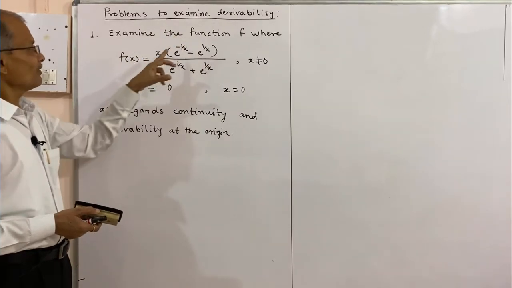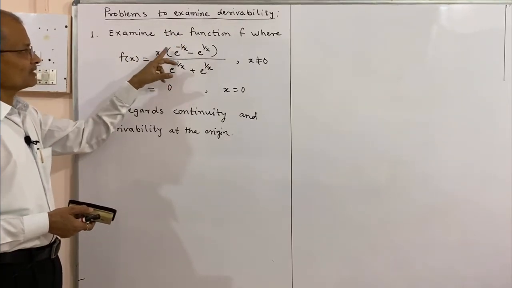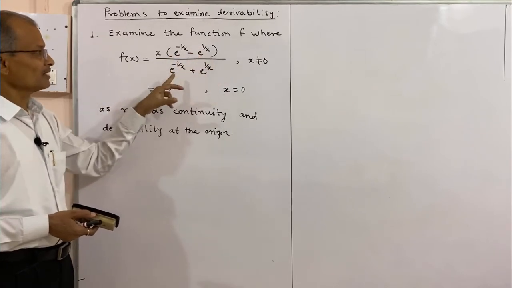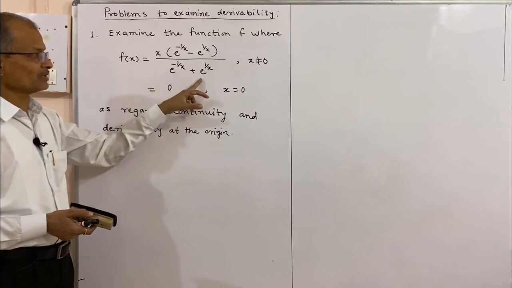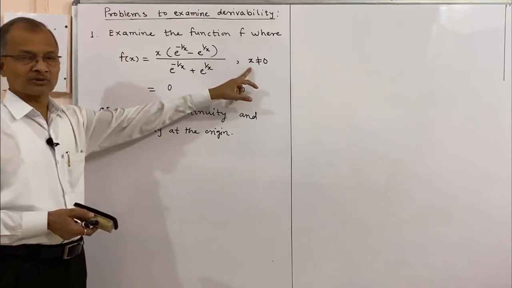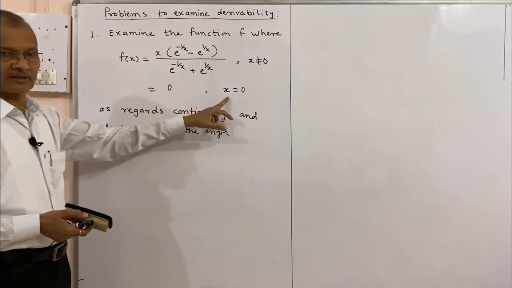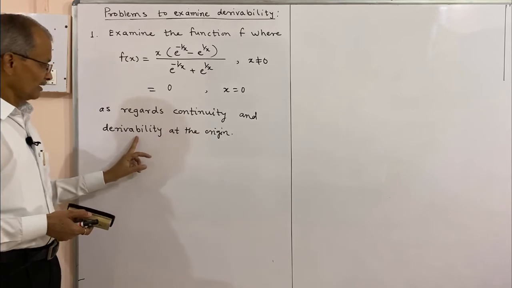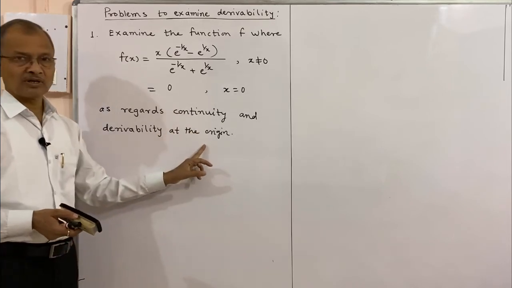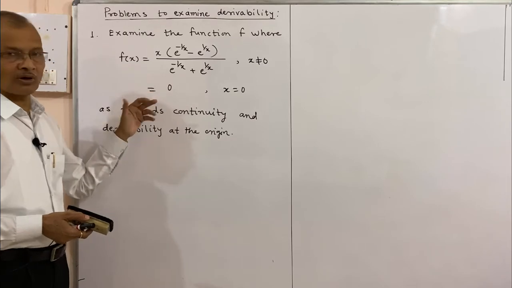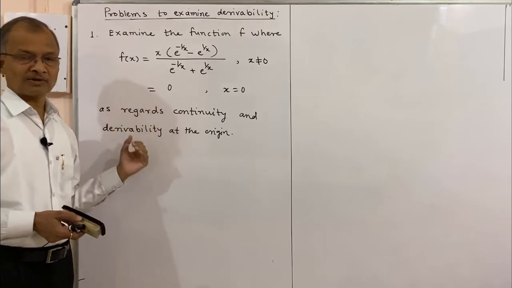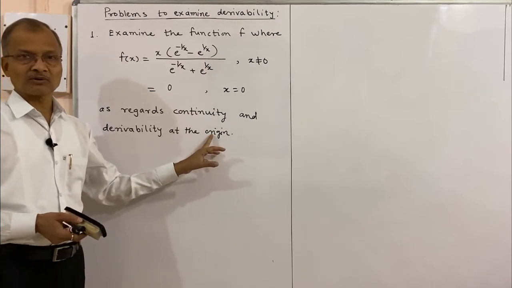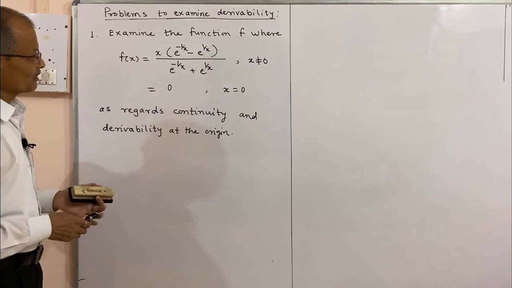Examine the function f where f(x) is equal to x times (e raised to minus 1 by x minus e raised to 1 by x) divided by (e raised to minus 1 by x plus e raised to 1 by x), for x not equal to 0, and this is equal to 0 when x is equal to 0, as regards continuity and derivability at the origin. Means we have to examine this function for both continuity as well as derivative at the origin. At the origin means x is equal to 0. So that is to be examined.